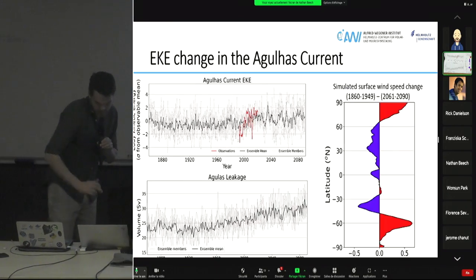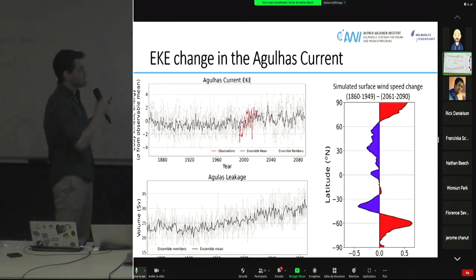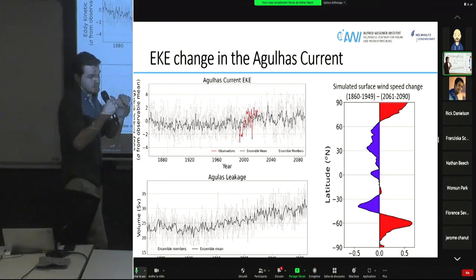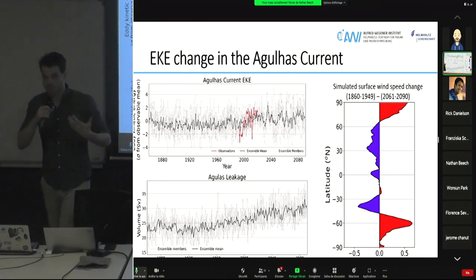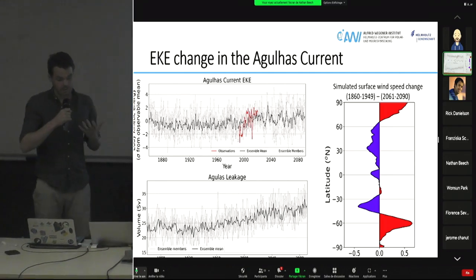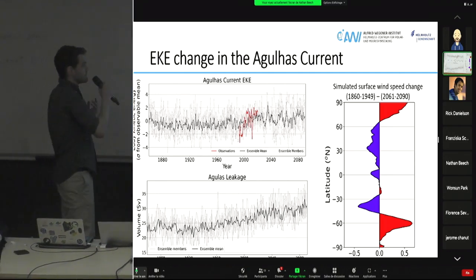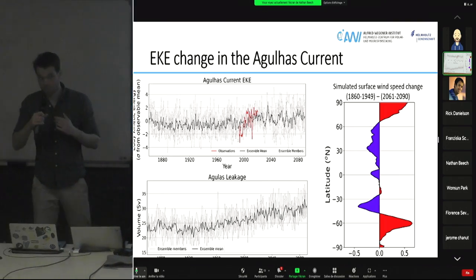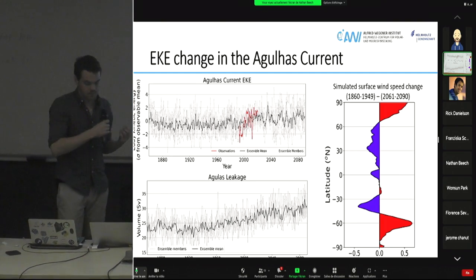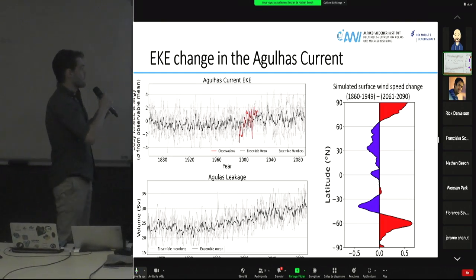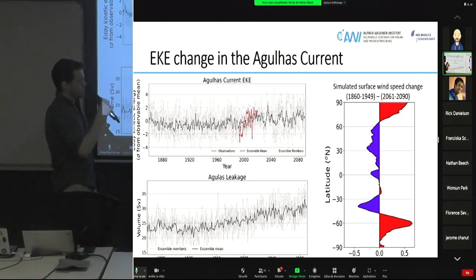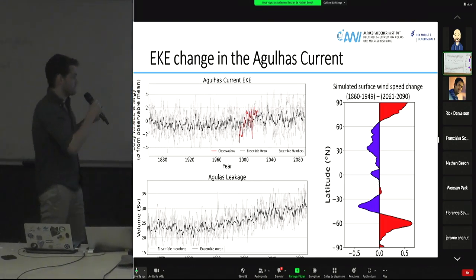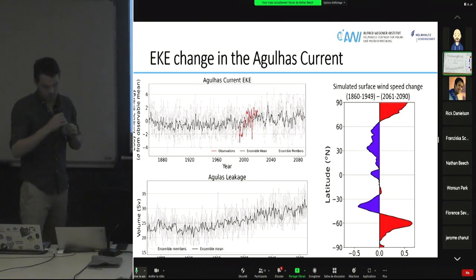And so to tie all of these things together, the mechanism behind it seems to be that there is a southward shift of southern hemisphere westerlies. This is something that's already been observed and is projected to continue. And this results in a southward shift of the boundary between the subtropical gyre and the ACC. It also results in lower wind stress curl over the upstream Agulhas and decreases volume transport.